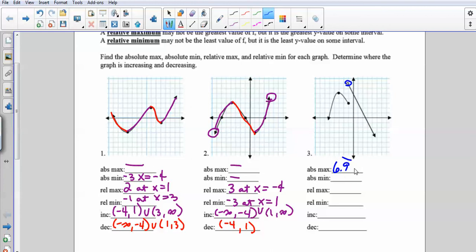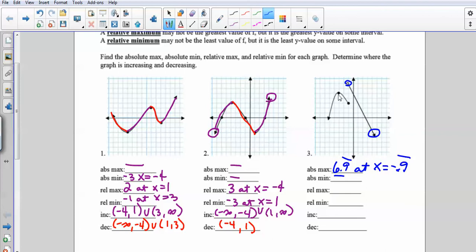And the location of that 6.9 is really close to -1, but not quite there. So I'm going to write at x equals -0.99999. So put a bar on top to show that that's repeating. Absolute minimum value, we don't have one because our graph goes to -infinity.